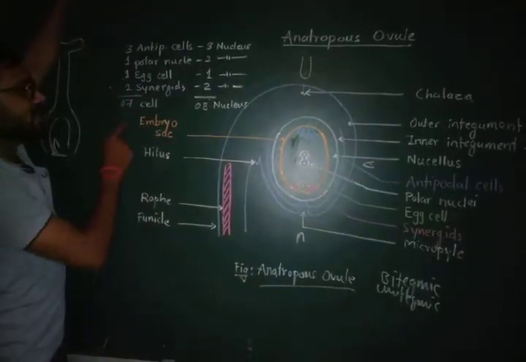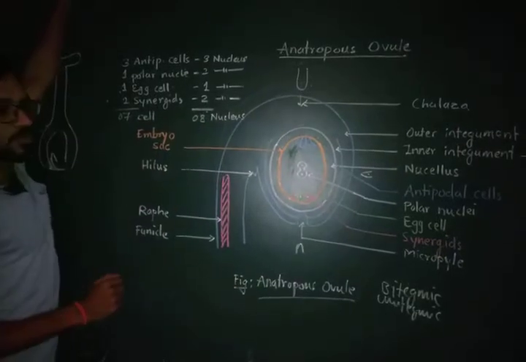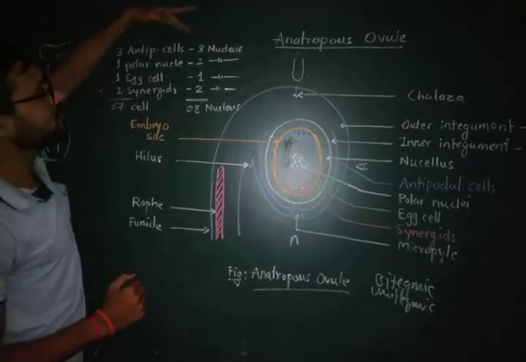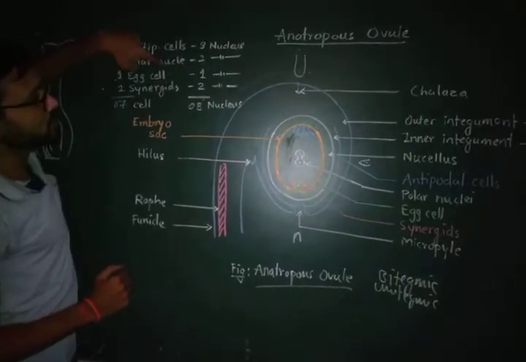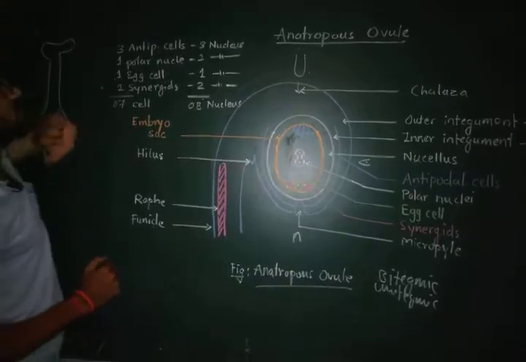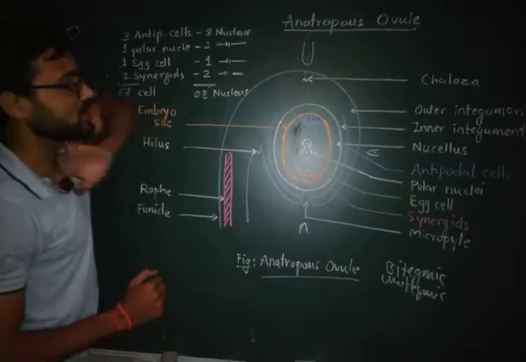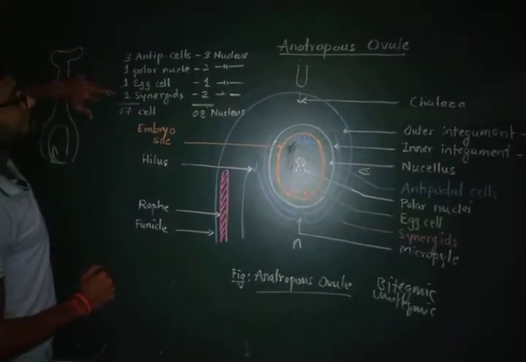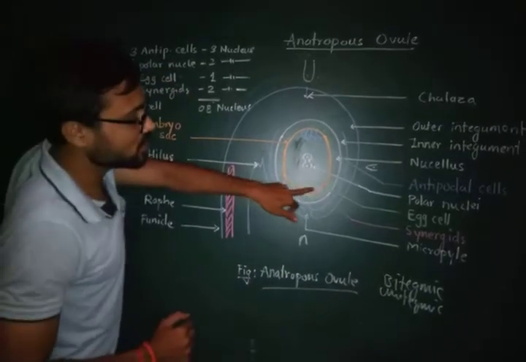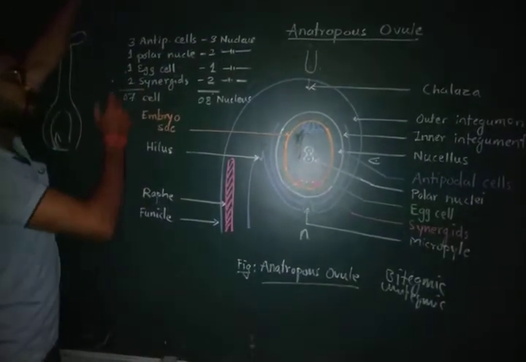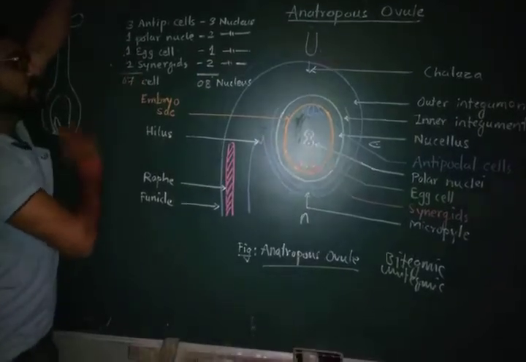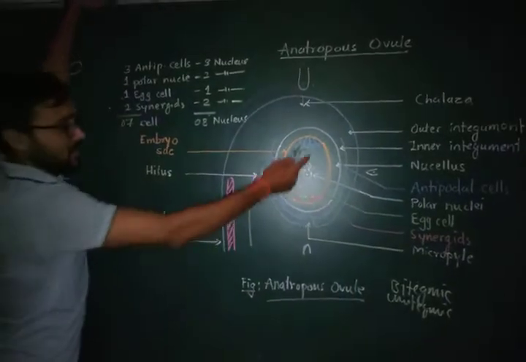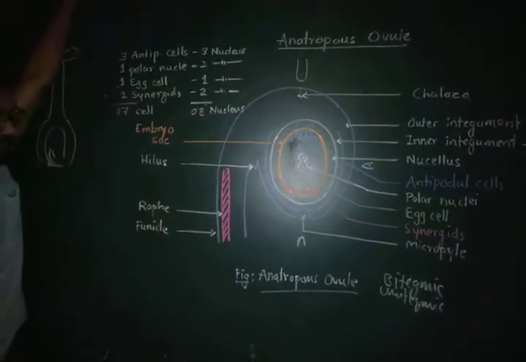This embryo sac has a 7-celled, 8-nucleate structure. How is it a 7-celled, 8-nucleate structure? It has three antipodal cells with three nuclei, while the polar nuclei form one cell which has two nuclei. One egg cell is there, which has one nucleus as well. Two synergids are there, having two nuclei. That's why the count of cells is 7, while the count of nuclei is 8. That's why we say the embryo sac has a 7-celled, 8-nucleate structure.